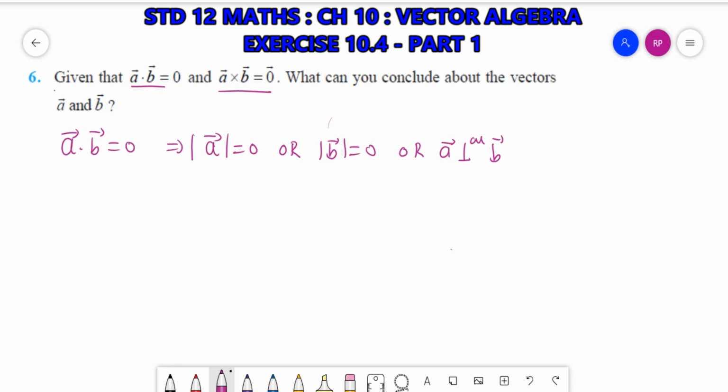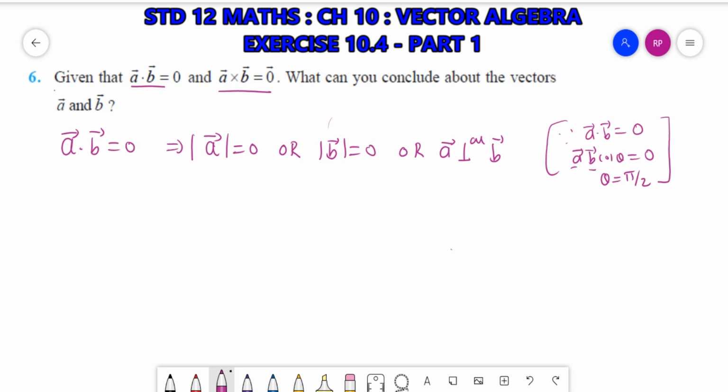So A dot B equal to 0 implies three possibilities: either the magnitude of vector A is 0, or the magnitude of vector B is 0, or A is perpendicular to B. Let me write it down. Because A dot B equal to 0 implies AB cos theta equal to 0. So if A and B are not equal to 0, that means cos theta equals 0. That means theta may be pi by 2.